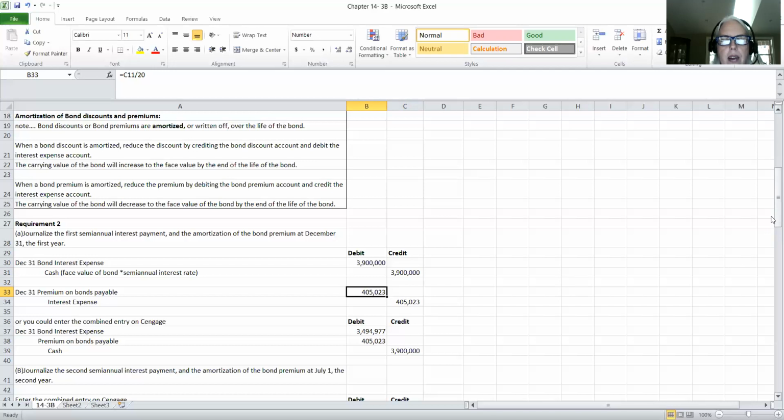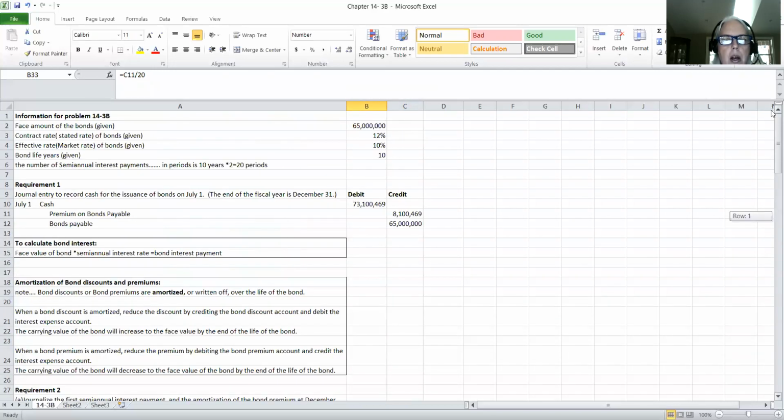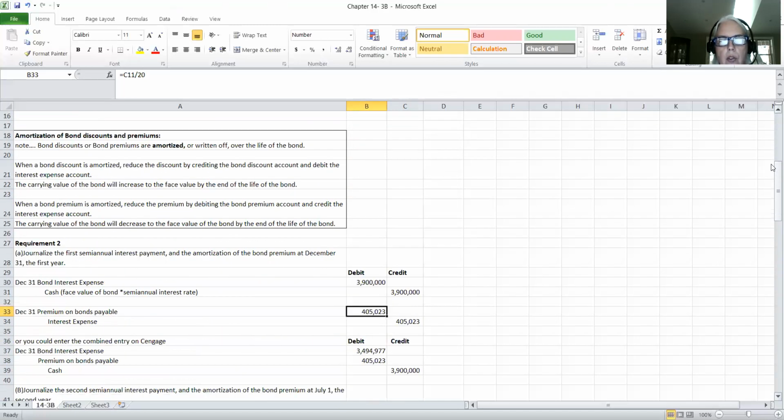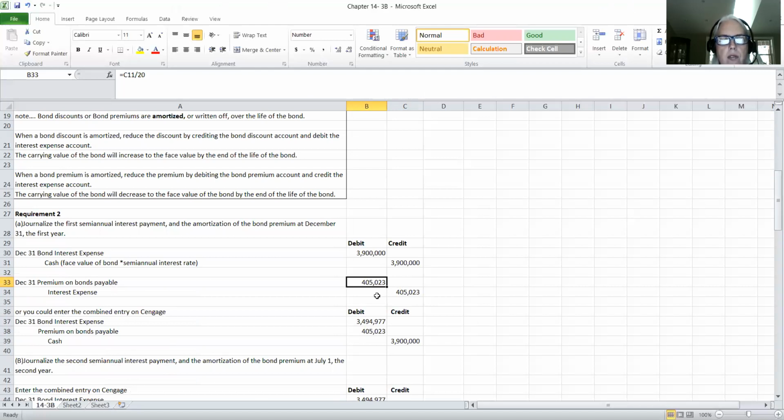Now, in order to get this amount of $405,023, what I did is I took the total amount of the bond premium, which was $8,100,469. I'm going to divide that by the number of amortization periods in this bond issue, which would be 20 periods. If you divide 20 into $8,100,469, it will give you $405,023. We're reducing our premium, and we're also reducing the amount of the interest expense.